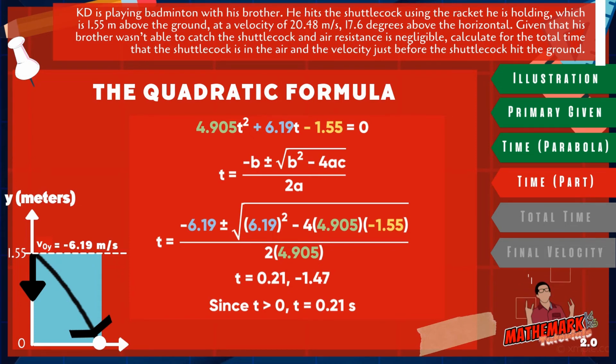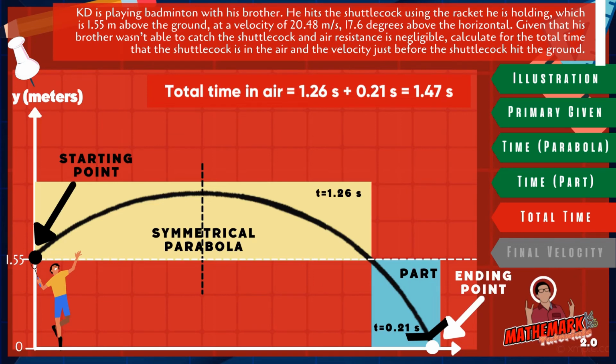By using this, I got two values of t, but we can only take the positive one, because a negative time value means it occurred before the situation. Hence, for this, t equals 0.21 seconds. Adding the two, we have the total time as 1.47 seconds.